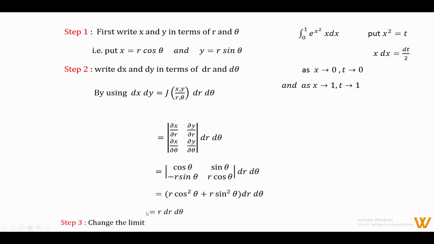By using the given integration limit, draw the diagram and find the new limit of r and theta. Means there are 3 steps. Step number 1, put x is r cos theta, y is r sin theta. Step number 2, dx dy equal to r dr d theta. And step number 3, change the limit of x, y to new limit of r and theta.